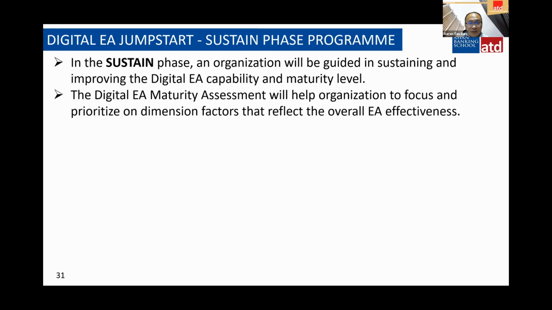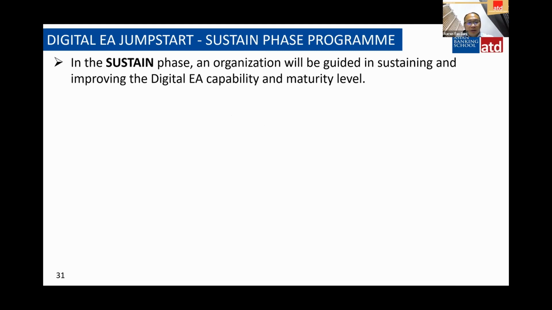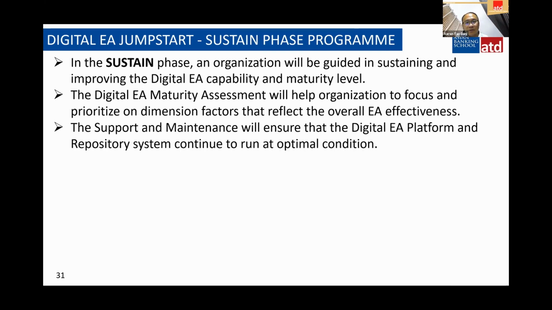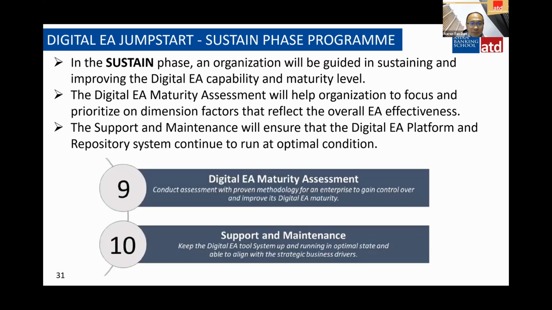Sustain is where you want to sustain your architecture practice so that you can maintain or improve. Then, of course, you can prioritize on any dimension factors. Dimension factors are basically the areas that need special attention in your architecture. Could be stakeholders, could be strategy, could be politics, etc. So this maturity assessment will discover that, right? Then after that, of course, support and maintenance of your digital EA platform and repository, because they need to be maintained, like a car needs servicing. The same thing, your EA repository platform also needs to be serviced so that it can run at optimal condition. Okay? So there will be a digital EA maturity assessment and support and maintenance.